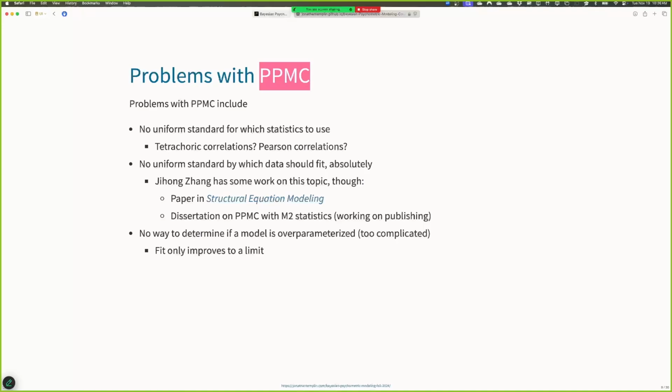And there's nothing in PPMC that penalizes model fit by model complexity. That's actually where the information criteria and relative model fit make a big difference. So PPMC is an important feature. We need to show model fit for PPMC in an absolute sense, but it can only go so far, right? We also need a relative sense as well.